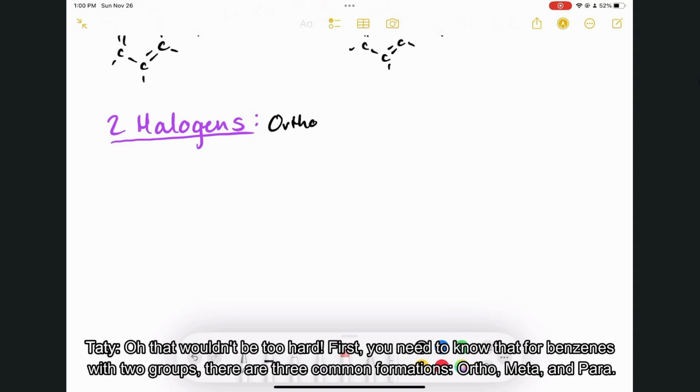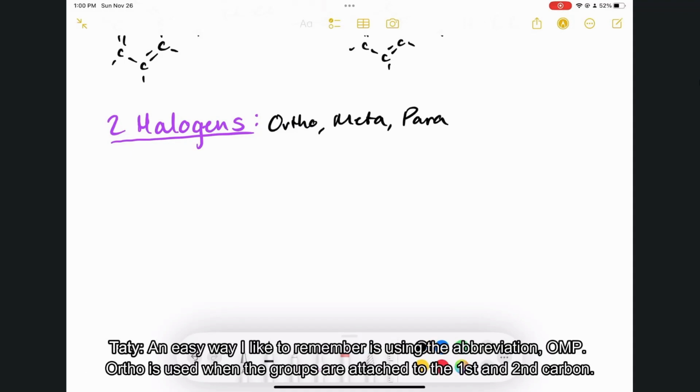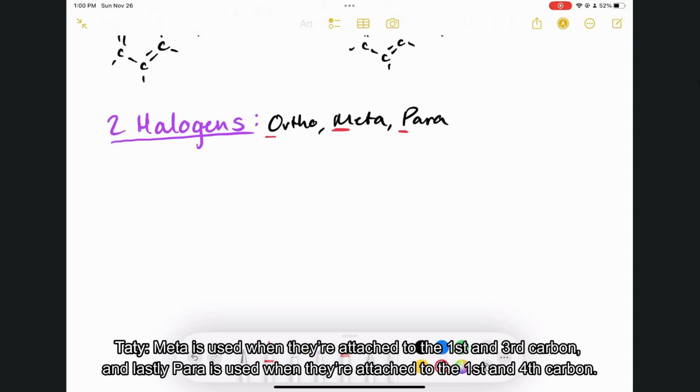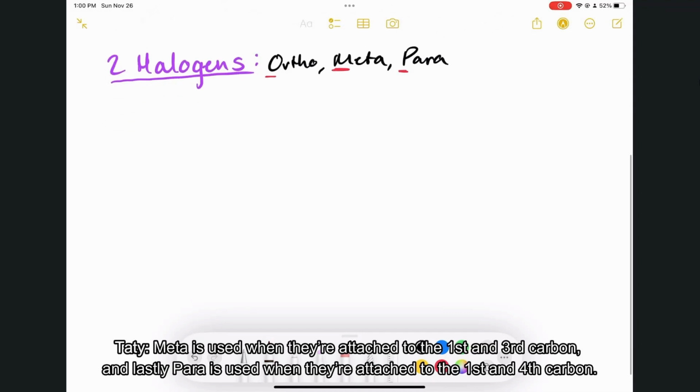First, you need to know that for benzenes with 2 groups, there are 3 common formations: ortho, meta, and para. An easy way I like to remember is using the abbreviation OMP. Ortho is used when the groups are attached to the first and second carbon. Meta is used when they're attached to the first and third carbon. And lastly, para is used when they're attached to the first and fourth carbon.